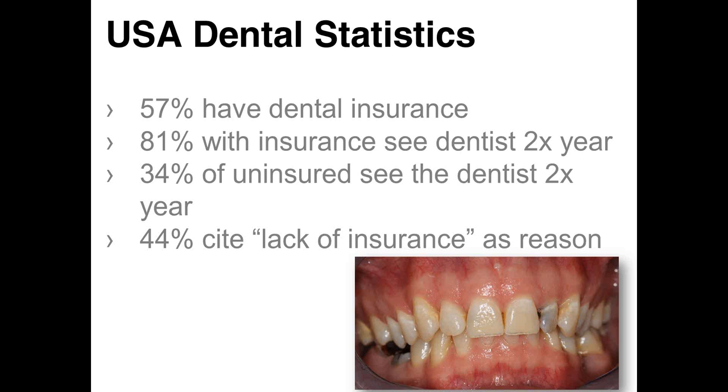So I looked up this data, and I thought it was quite interesting. I shared this with a group in San Diego last week. In the United States, and I was surprised, 57% of people have dental insurance. I figured it was probably closer to 50%. Of those with dental insurance, 81% of them see the dentist twice a year. Of the uninsured, the 43% that don't have insurance, 34% of them see the dentist 2 times a year. And the number one reason cited for why they don't go to the dentist is lack of insurance, and number 2 is it's expensive.